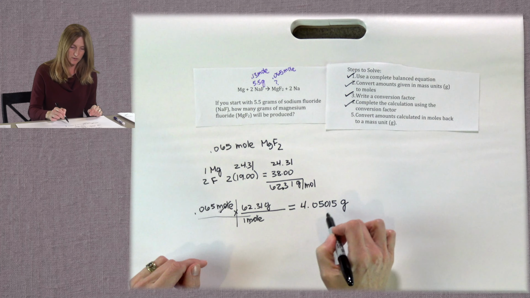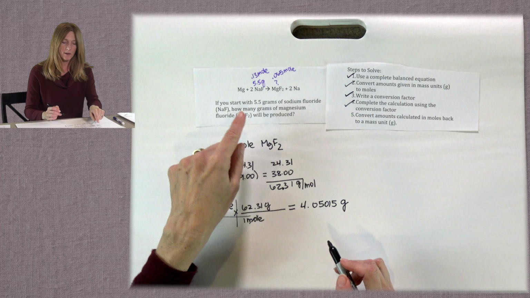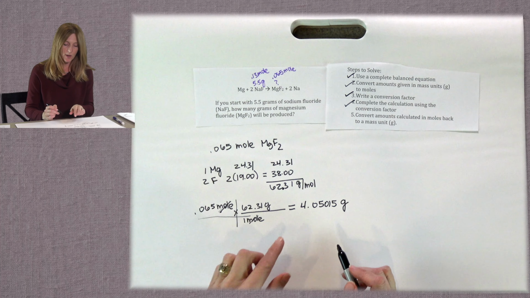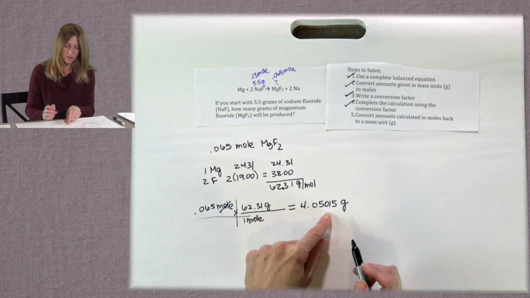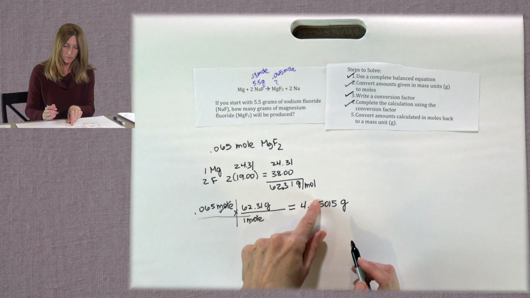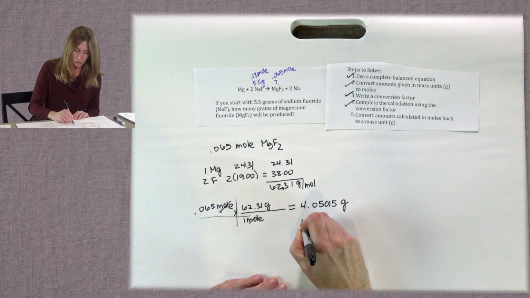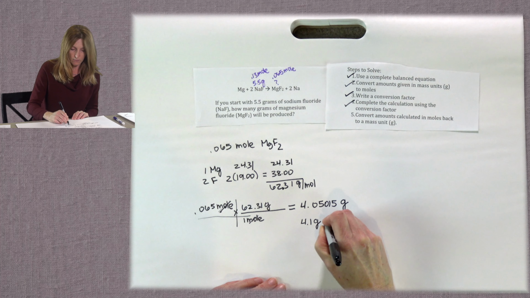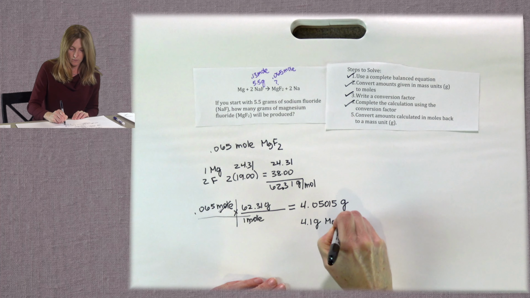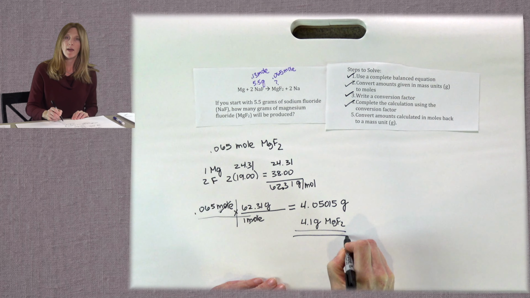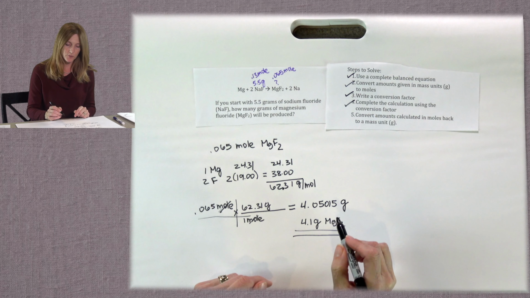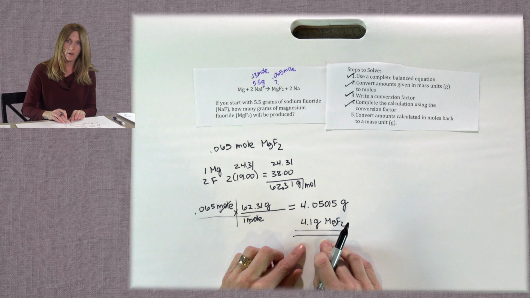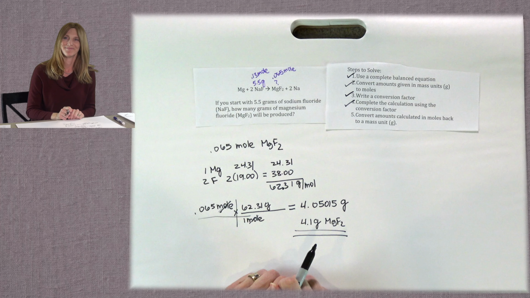And like we learned earlier in the class, we now can round our answer. We don't need all these digits here. We started the question with 2 significant figures, so we will round this answer to 2 significant figures. So we're going to round to the 10th place. So we're going to say we have 4.1 grams of magnesium fluoride. So there you have it. We did mass-to-mass stoichiometry and figured out our answer. That's it.